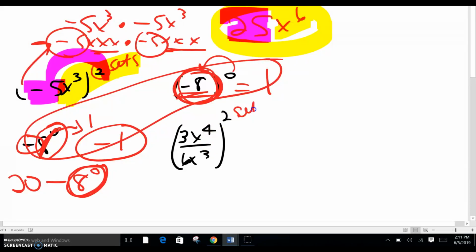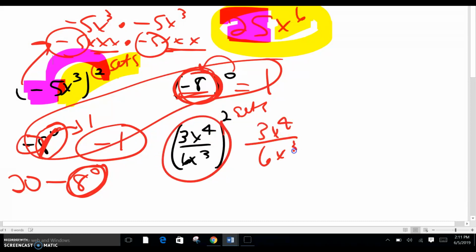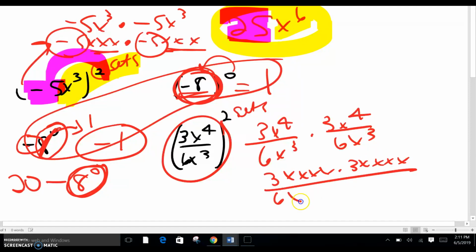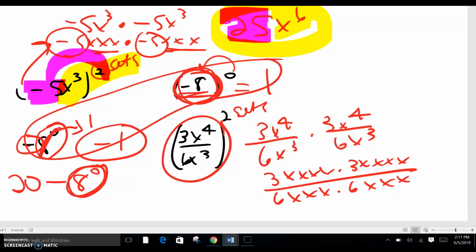This means I have 2 sets or 2 groups of all of this. So I have 3x to the 4th over x cubed, and I have 3x to the 4th over 6x cubed, okay? And so then I could write all these guys out. I would have 3xxxx times 3xxxx all over 6xxx and 6xxx. So again, if in doubt, write it out, or even if you're not in doubt, it's a good idea.